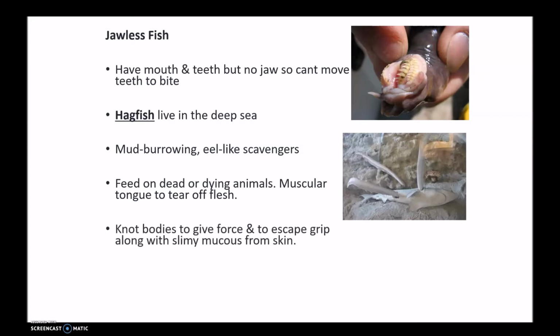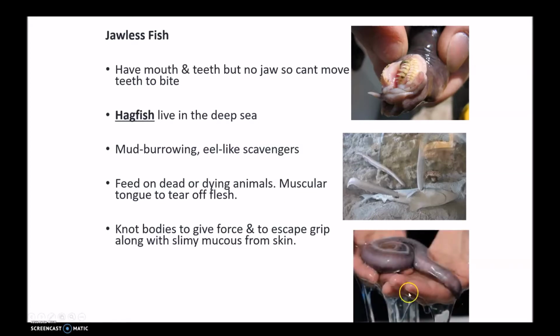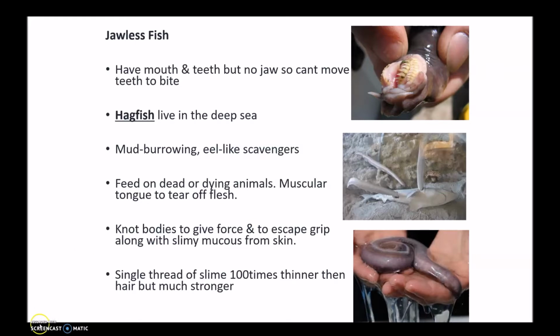They can knot their bodies to give force and to escape a grip. So if a person catches one in their hand, they release this thick slime, and they can release loads of it. It mixes with the water and it makes this big thick mucus. So if a predator like a shark comes along and eats them, they release all this mucus and the shark ends up spitting the hagfish back out, and then its jaws kind of get stuck together. A single thread of that slime is 100 times thinner than hair, but it's much, much stronger. So it's a really strong, thick slime.